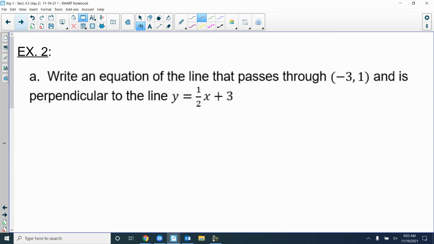All right, are we on the back? Okay. Write an equation of the line that passes through negative 3, 1 and is perpendicular to the line y equals 1/2 x plus 3. Let's go. Your final answer in slope-intercept form. I want you to think through it. We'll do it together here in a second.